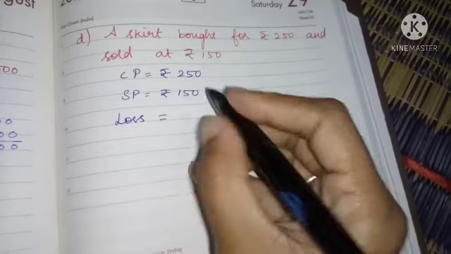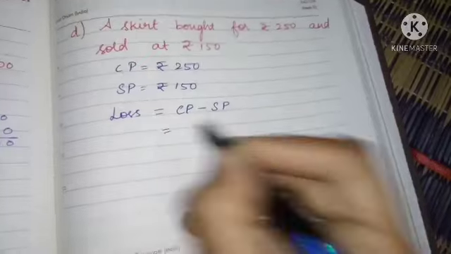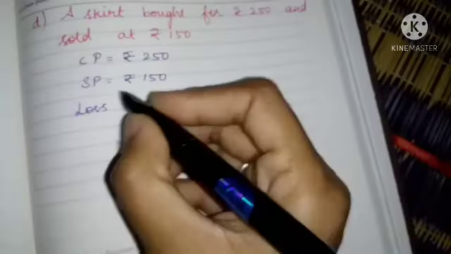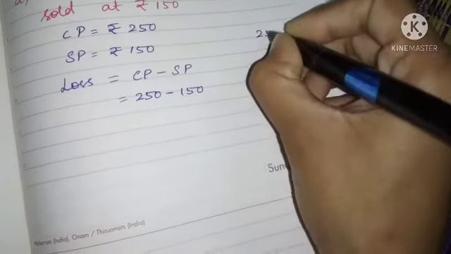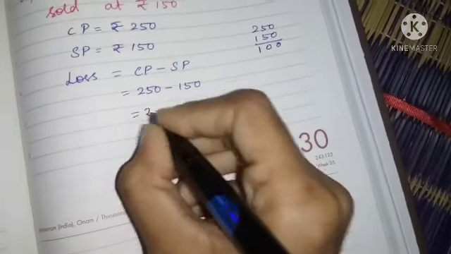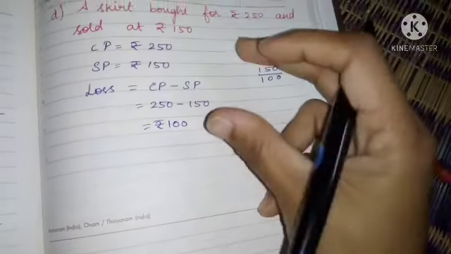So loss, how will you find it? Cost price minus selling price. What is the cost price here? 250 rupees minus selling price 150. 250 minus 150 is 100 rupees. So we are facing a loss of 100 rupees. Now we have got the loss.